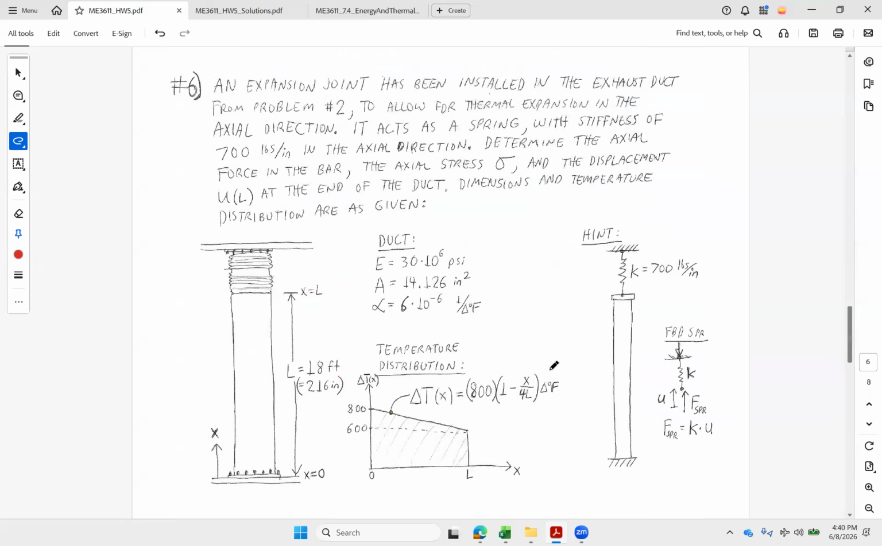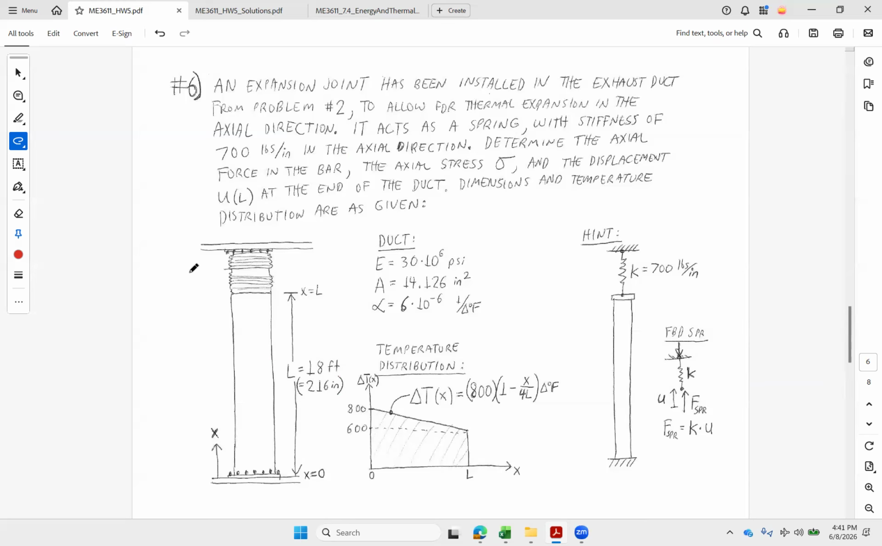All right, for number 6, we're looking at an expansion joint in that same exhaust duct. And it's been installed here. The idea is that instead of being wedged between 2 rigid decks, and we saw in class how much force and stress builds up when we have 2 fixed ends and thermal expansion, we put a spring in there. All right, it's a fairly beefy spring, takes 700 pounds to move it 1 inch.